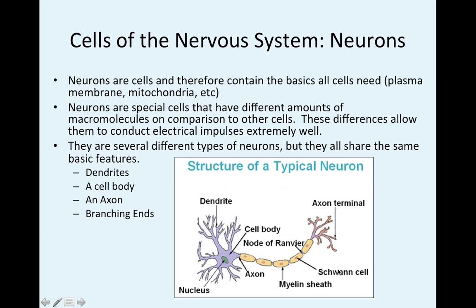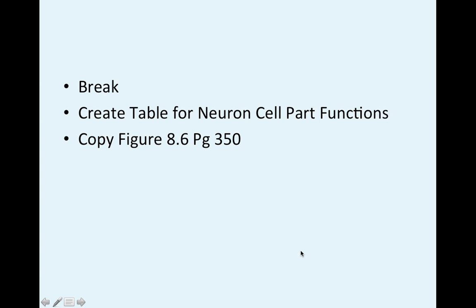Okay, you don't need to know what Schwann cells are. Here's our axon terminal. Okay, it's just at the very end of the axon. You don't need to know the nodes of Ranvier. Okay, and then myelin sheath. We will talk about myelin. Myelin's a way of basically keeping the signal going.